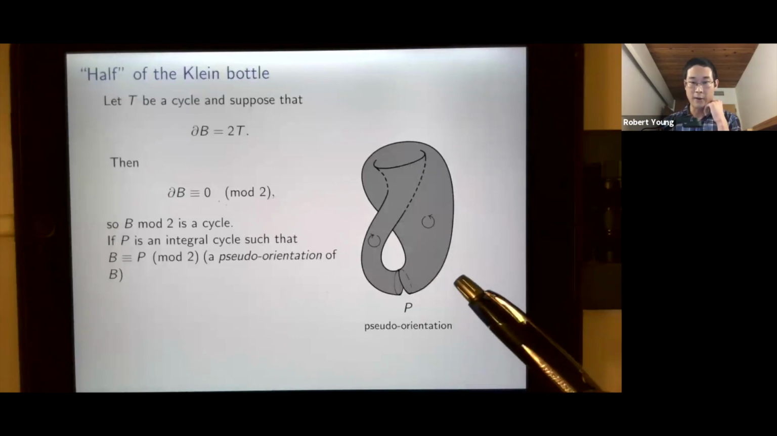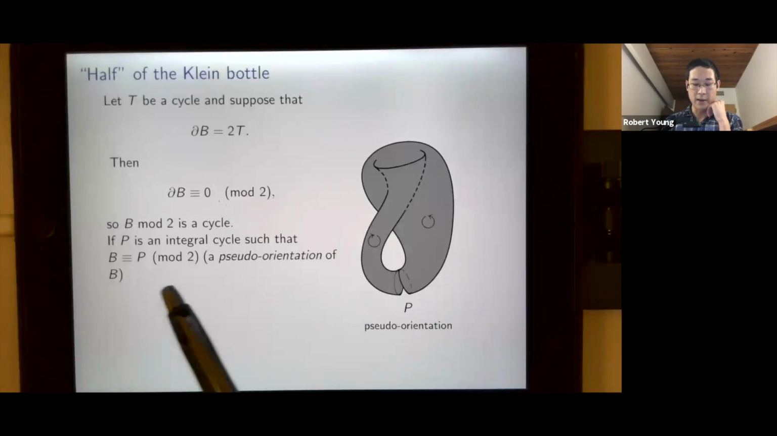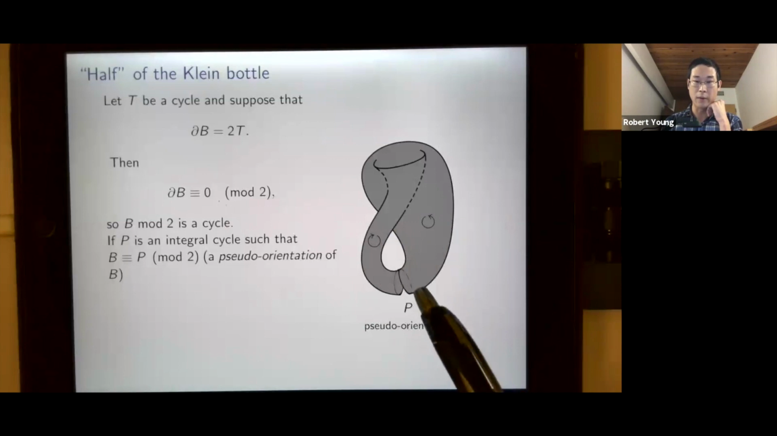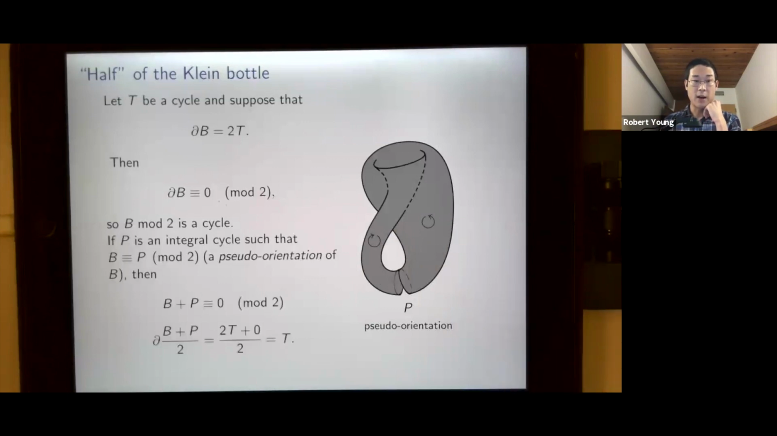This is an integer cycle. Its boundary is 0. It's congruent to P mod 2 because it has multiplicity 1 on the surface of the Klein bottle. It's multiplicity 2 in this extra disk. And we can do exactly the same thing with it that we did before. If we take our filling plus the pseudo-orientation, that has to be congruent to 0 mod 2. If it's congruent to 0 mod 2, that means all its coefficients are even, and that means we can divide by 2 to get something with integer coefficients.